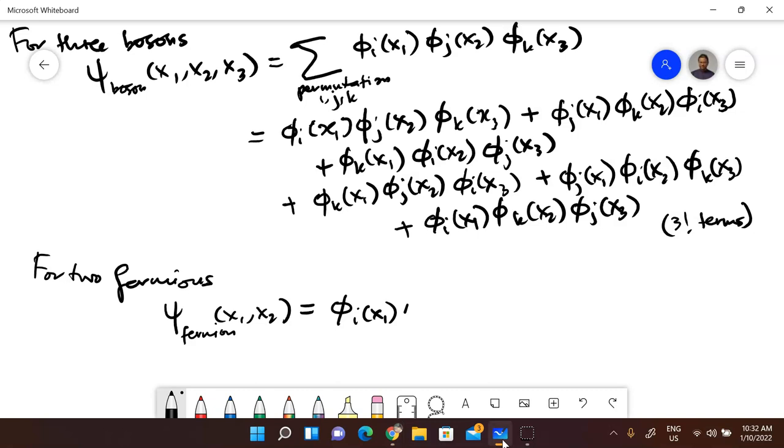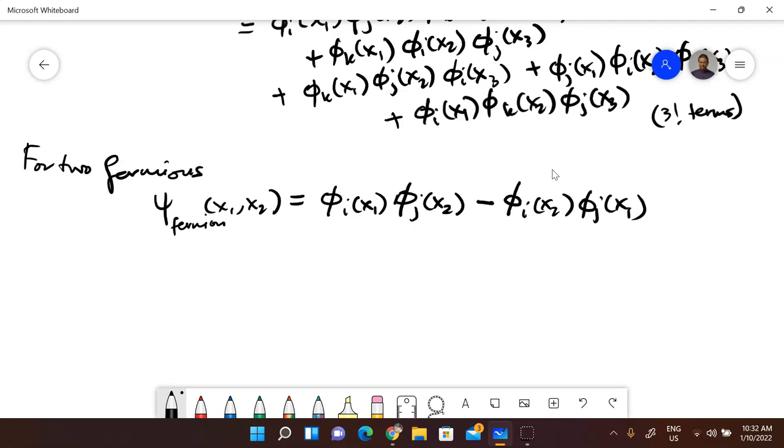So, for the fermions, I will have two single-particle wave functions. I'm giving them different spatial locations here, but now if I exchange them, I need a minus sign. So this would be phi_i(x2) phi_j(x1), and you can see that this is antisymmetric under the change of labels, either the quantum number labels or the spatial location labels.